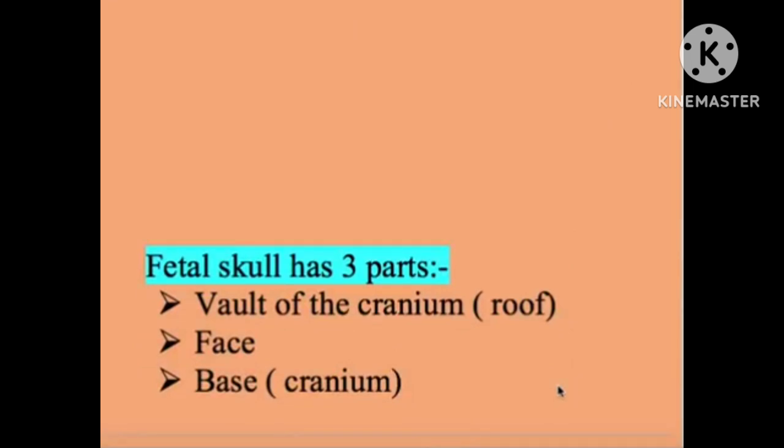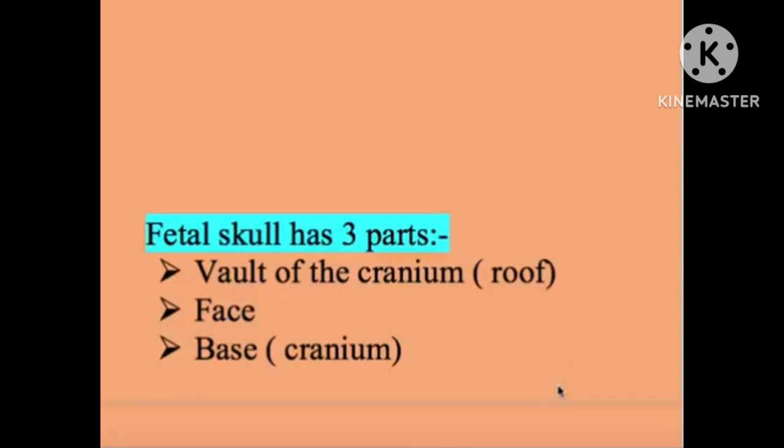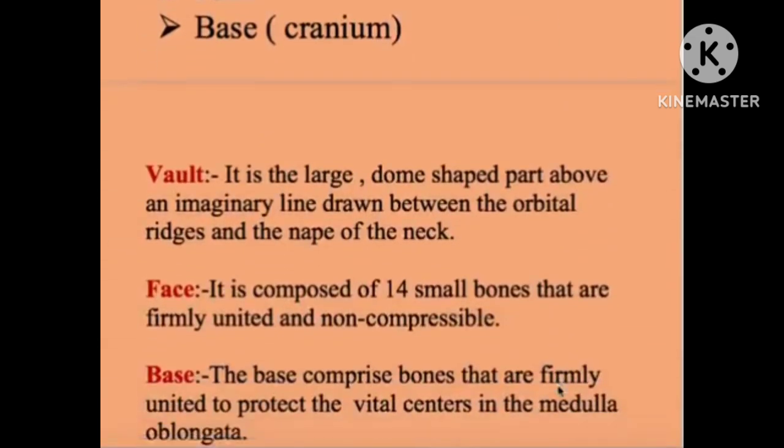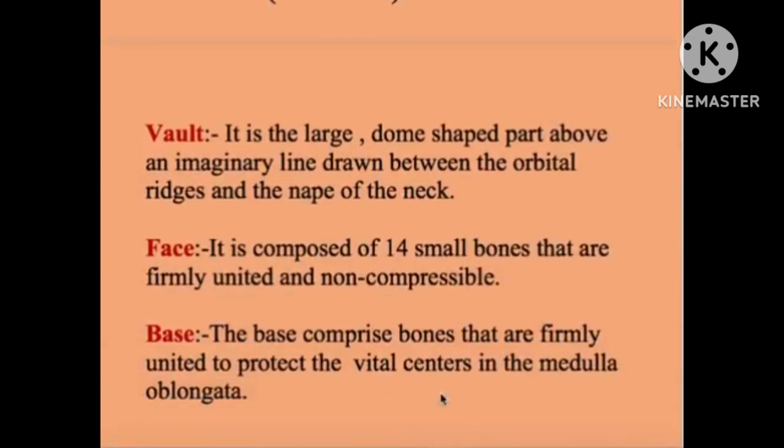Fetal skull has 3 parts. The fetal skull is made of 3 parts: the vault of the cranium or roof, the face, and the base. The vault is the large dome-shaped part above an imaginary line drawn between the orbital ridge and the nape of the neck.